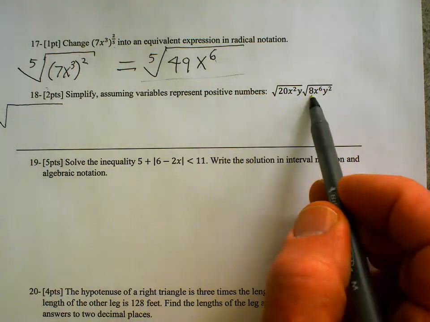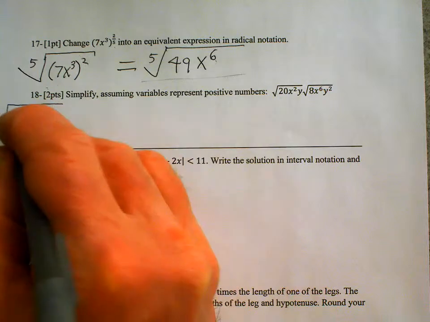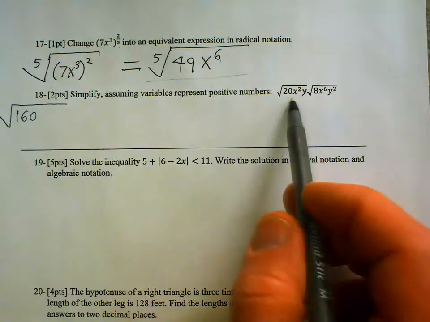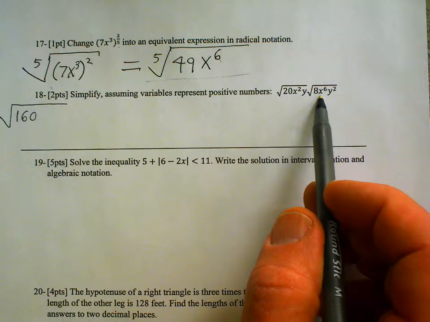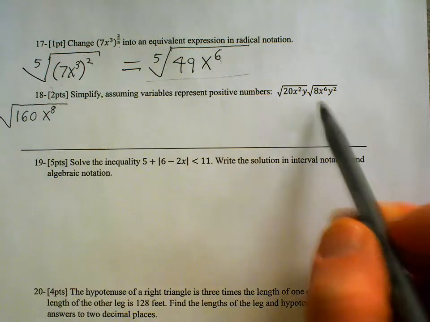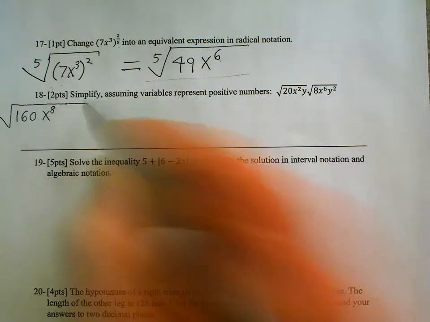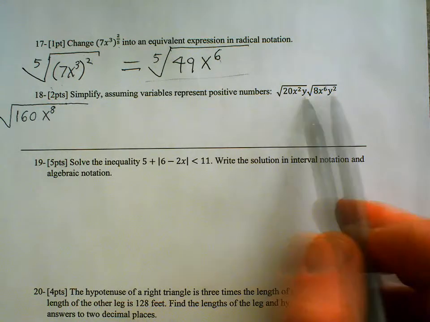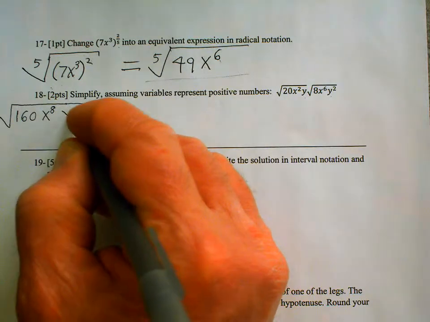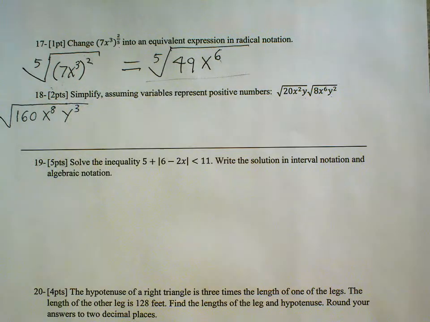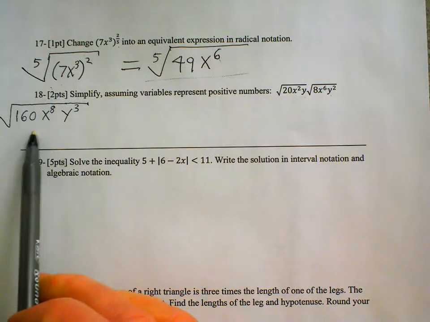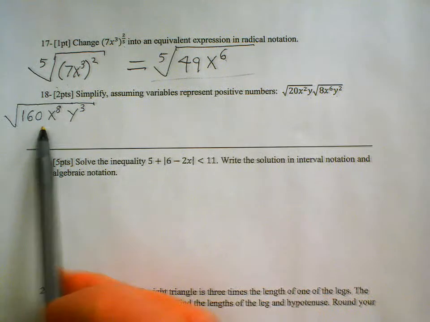20 times 8 is 160. X squared times x to the 6th is x to the 8th. And then y times y to the 2nd, we can go ahead and write it as y to the 3rd for now. And then just focus on simplifying this single square root.